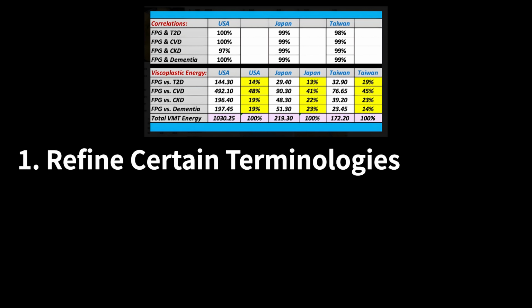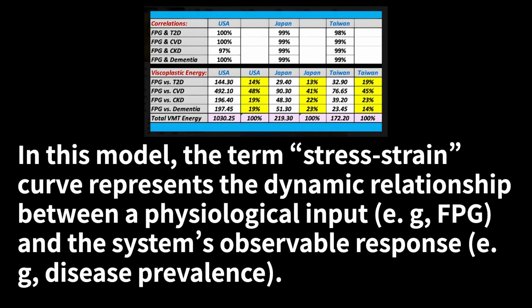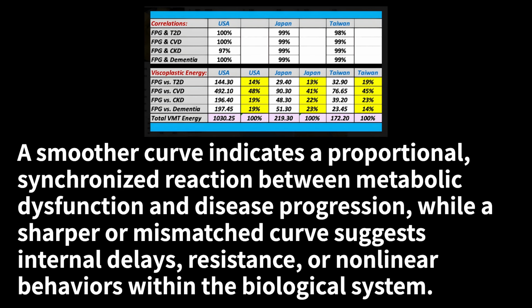1. Refine certain terminologies. In this model, the term stress-strain curve represents the dynamic relationship between a physiological input, e.g., FPG, and the system's observable response, e.g., disease prevalence. A smoother curve indicates a proportional, synchronized reaction between metabolic dysfunction and disease progression, while a sharper or mismatched curve suggests internal delays, resistance, or nonlinear behaviors within the biological system.